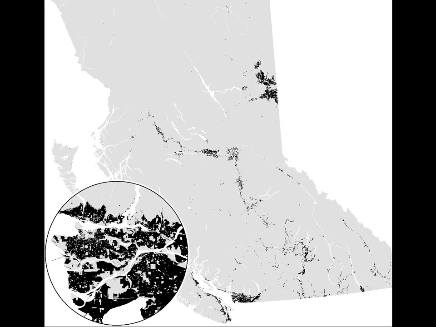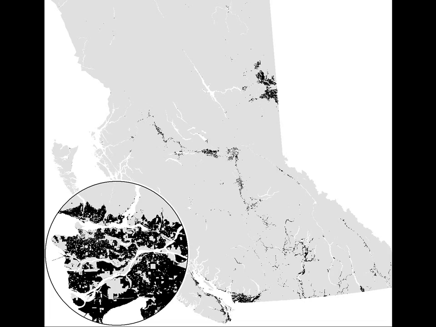So this is essentially the final result. You can see in black the sparse dispersal of population. This represents about 2% of the land area of British Columbia, and if you just take the population that falls within these areas, according to census blocks, that's 98% of the population. So you can pretty much say that's where people live.